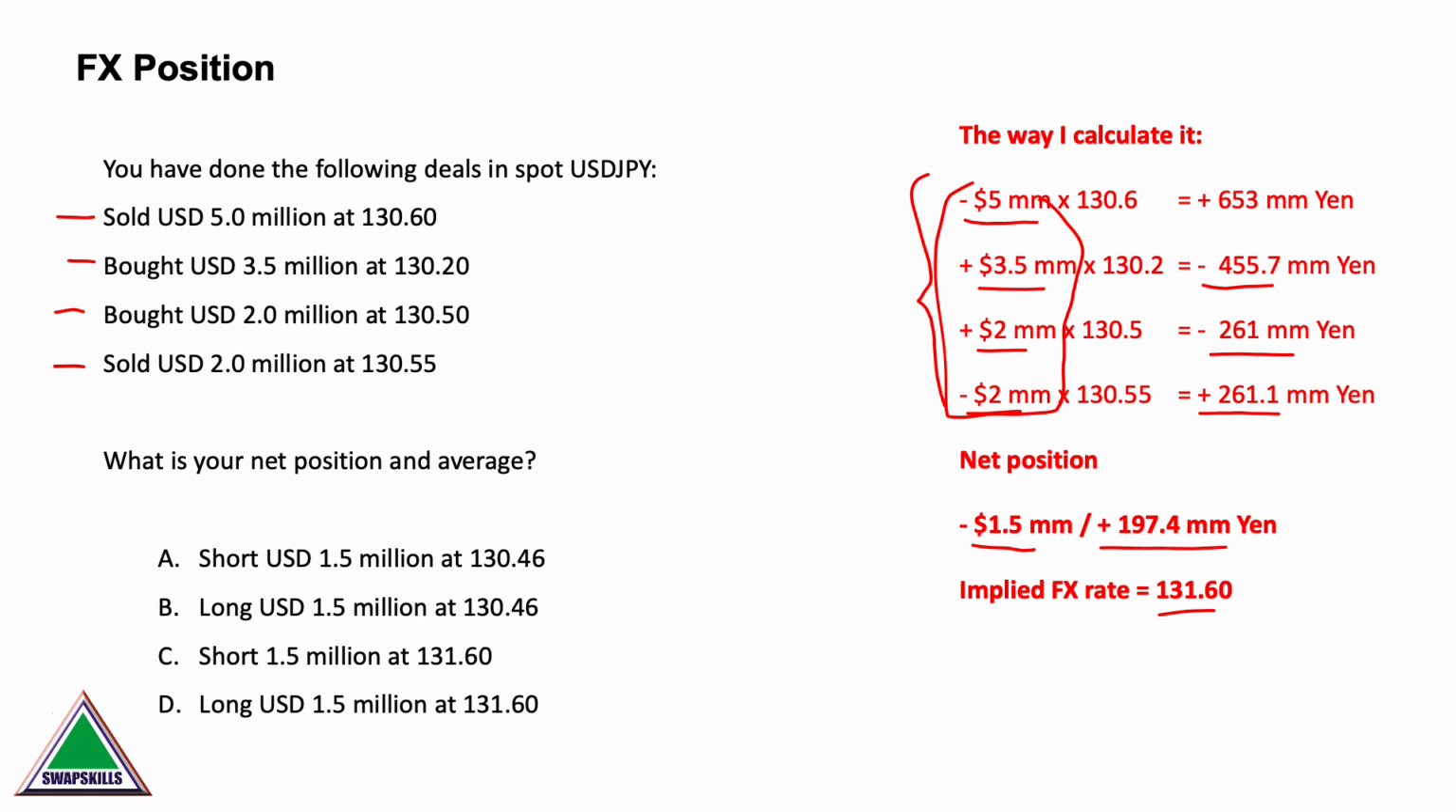So if I was to buy the dollars back to square my position to bring it net to zero, I'd need to spend fewer than 131 yen 60 to buy those dollars to make a profit. So really important position keeping.